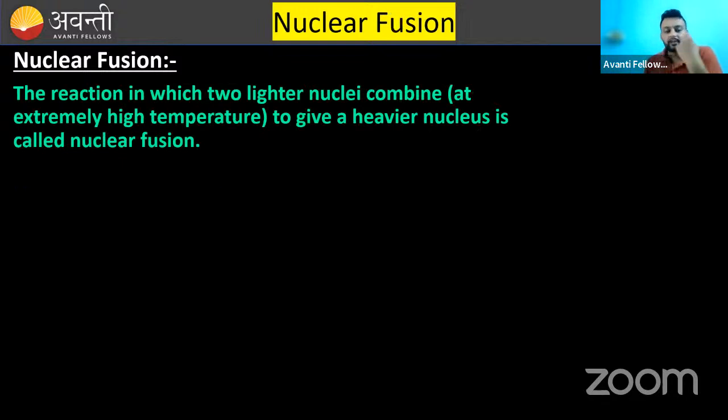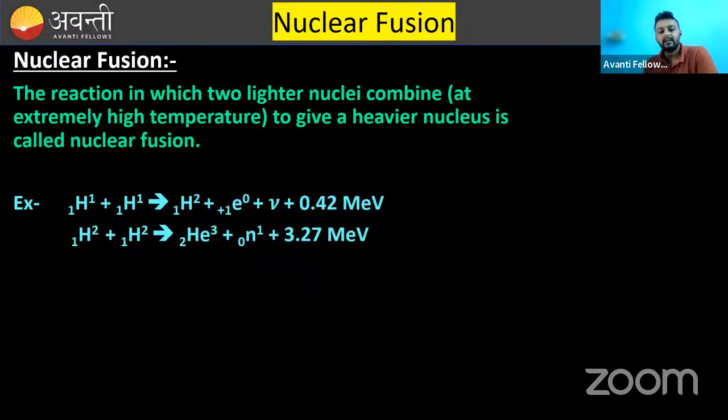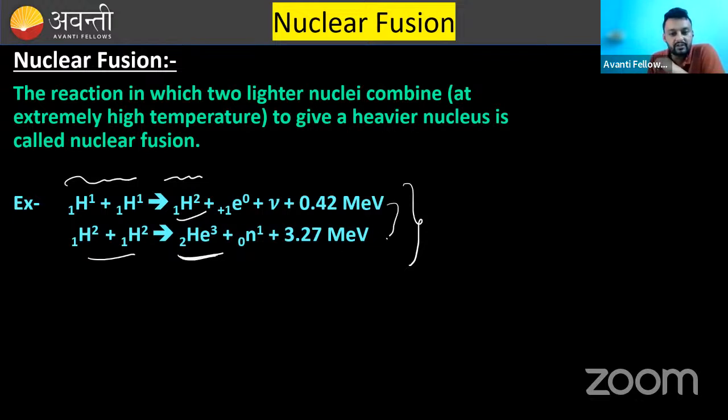Nuclear fusion. Nuclear fusion is what? Two light nuclei combine. But for this to happen, we need a lot of energy and high temperature. And this is called nuclear fusion. Again, you can see that these are the two lighter nuclei combining to give one heavier nucleus. And this nucleus again combines to give an isotope of helium, 2He3. And in this process, a lot of energy is released.